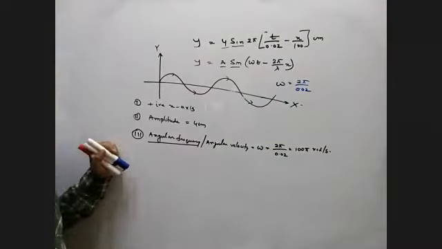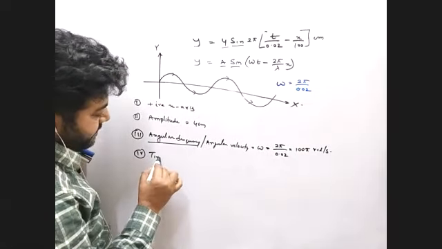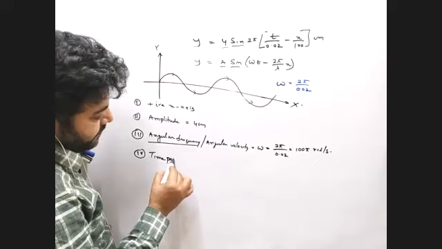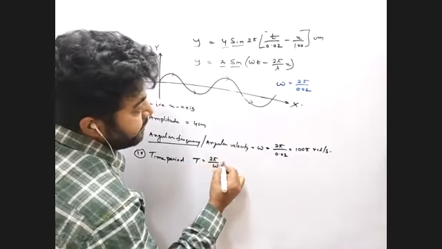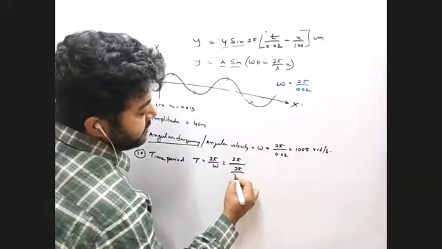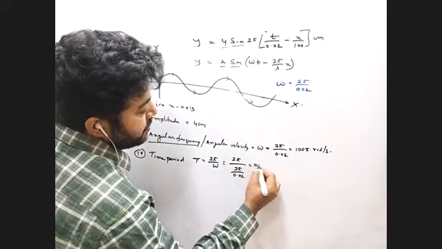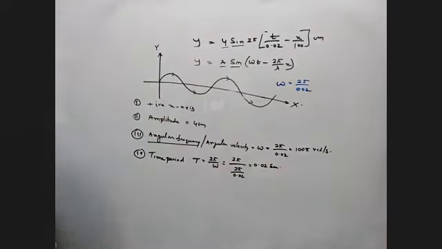The fourth one is the time period. So how do you get the time period? 2 pi by omega. So you have 2 pi by 2 pi by 0.02, so 0.02 second. That is the time period. Is it clear?